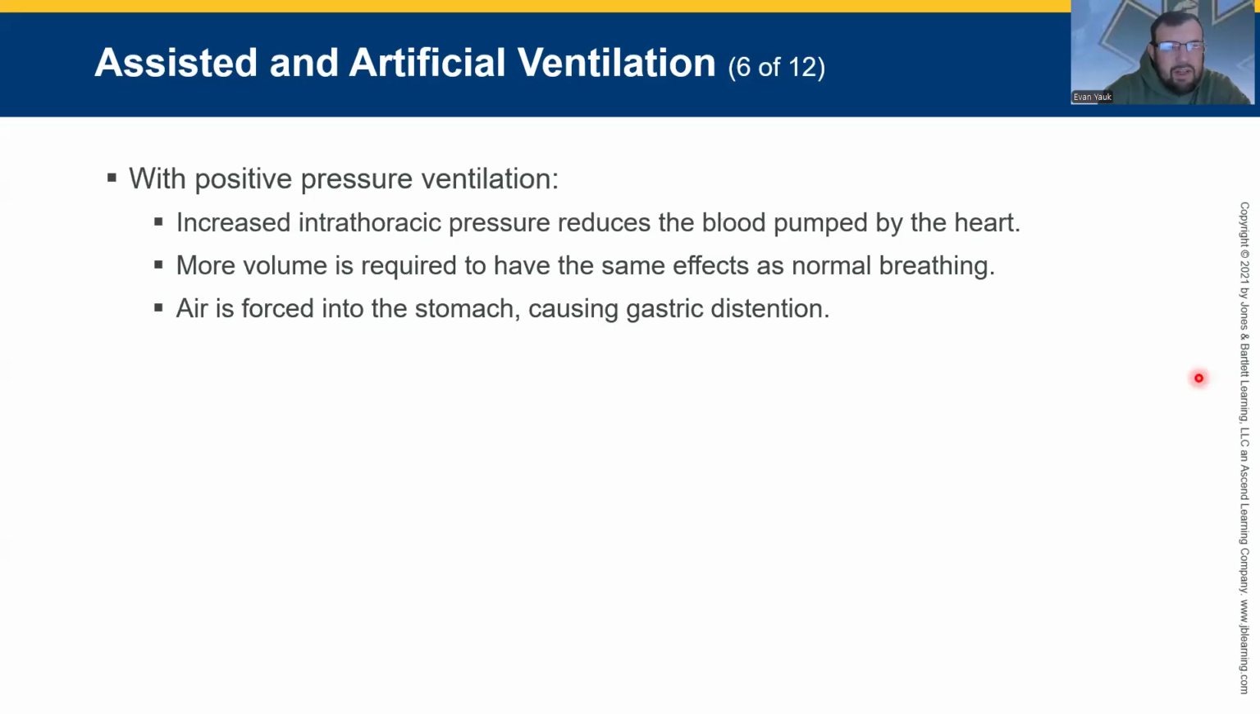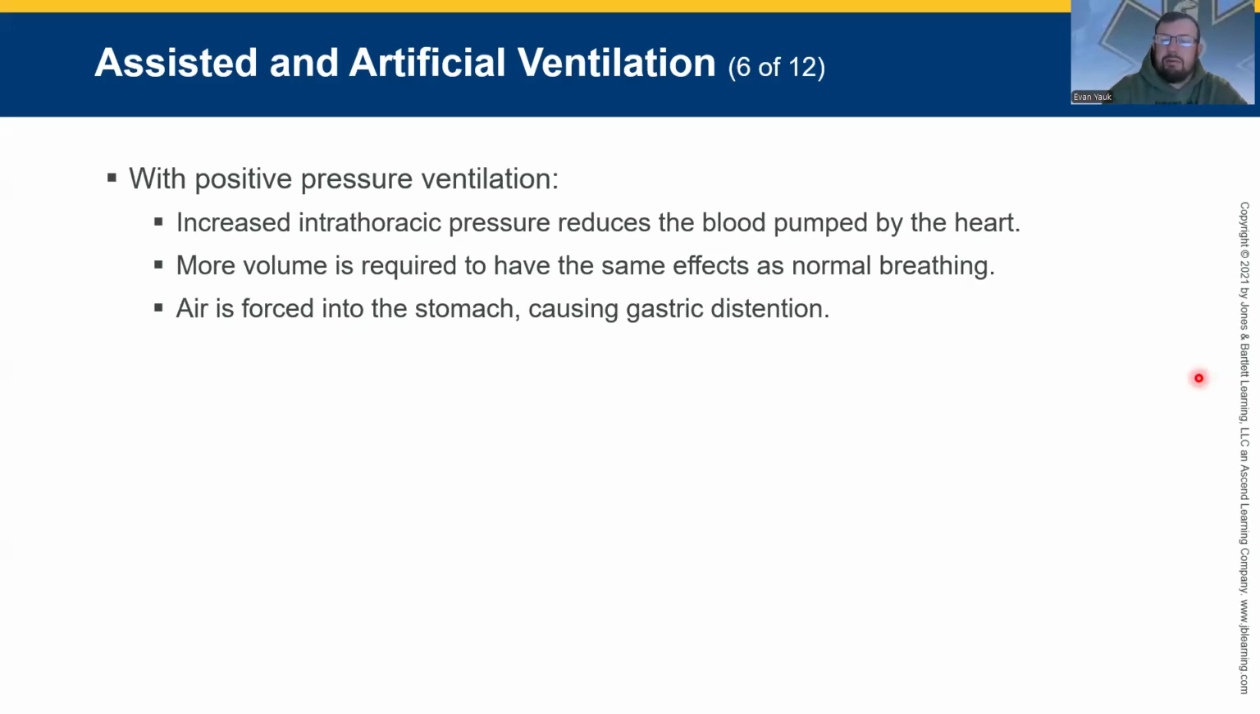With positive pressure ventilation, increased intrathoracic pressure reduces blood pumped by the heart. More volume is required to have the same effect as normal breathing. Air is forced into the stomach, causing gastric distension.